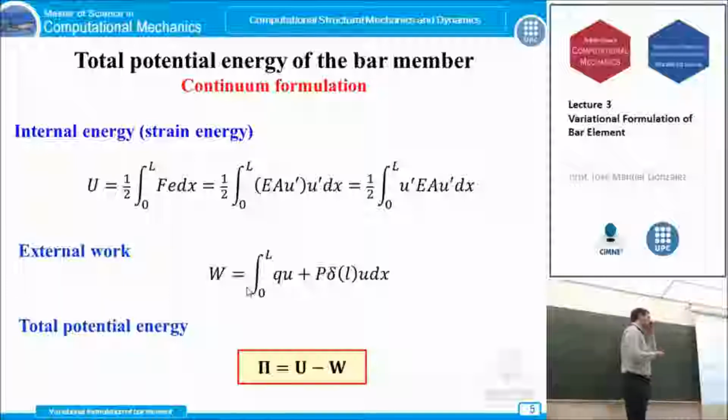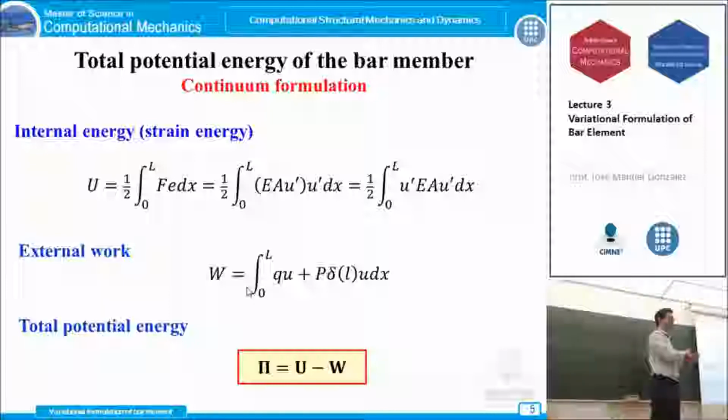So we have this internal energy and this external work, and we can define this total potential energy like this: the difference between the internal energy and the external load. So this potential is the total potential energy in our bar element. Okay? This is from the continuum point of view of the problem.